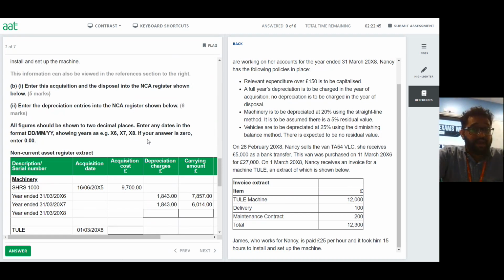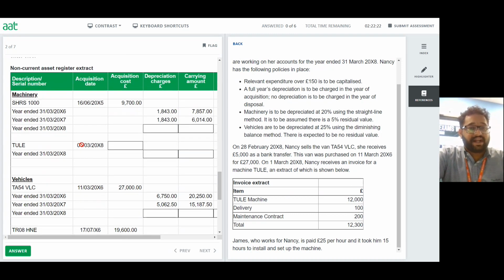You must follow that. Enter any dates in the format DD-MM-YY, with the year in 6-digit format. Show the year as X6, X7, or X8. Do not put 18 or 08 or 28, whichever it is. Use this particular format. If your answer is 0, enter 0.00. Please follow this instruction.